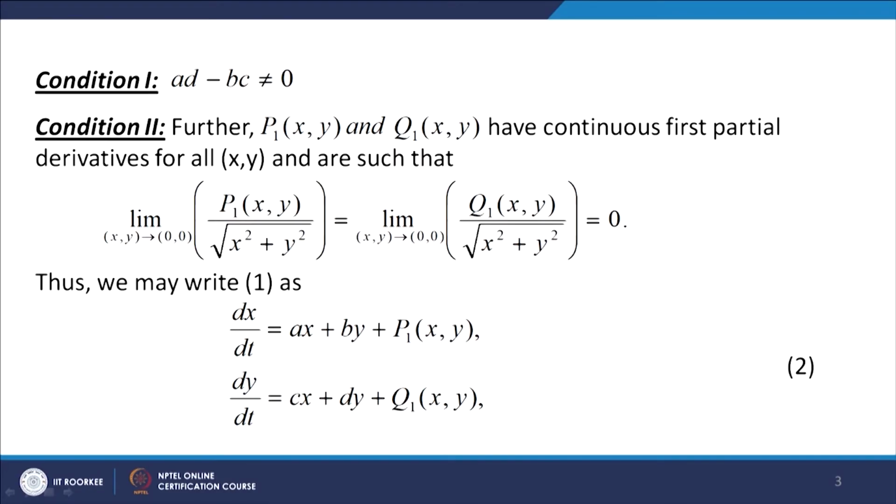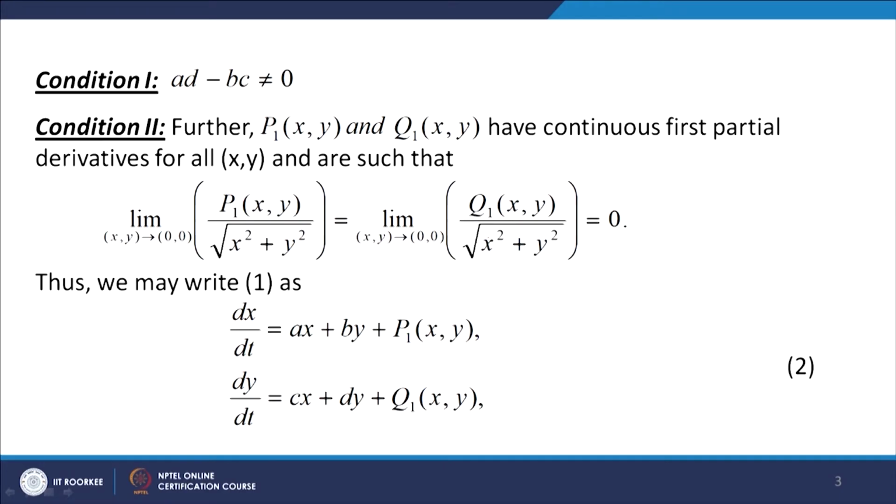For the functions P1(x,y) and Q1(x,y), we have the following condition. P1(x,y) and Q1(x,y) have continuous first order partial derivatives for all (x,y) and are such that P1(x,y) over the square root of x squared plus y squared, as (x,y) tends to (0,0), goes to 0, and Q1(x,y) over the square root of x squared plus y squared, as (x,y) goes to (0,0), also goes to 0.